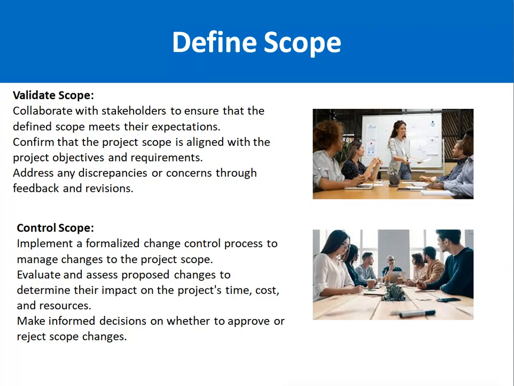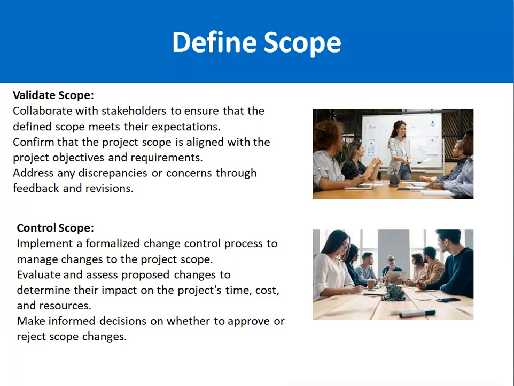Then validate the scope. You have made the scope statement and the work breakdown structure. Now sit with the stakeholders, especially the customer, to ensure that the scope meets their expectations. This is very important. For example, you are expecting that 5 modules are needed, but when you sit with the customer you realize that one more module is needed. So there should not be any discrepancy or gap in understanding, and if there is any discrepancy or concern, you must address it through feedback, revisions, etc. before actually starting the project.